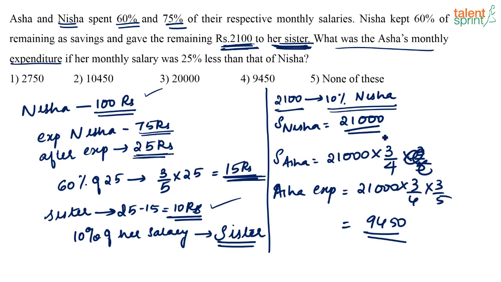Now I have to find out what is salary of Asha. It is given here that Asha earns 75% as what Nisha does. That is nothing but 21,000 into 3 by 4. You need not find out the value here, because finally you have to find out what is Asha's monthly expenditure. So out of this salary that Asha gets, she is spending 60% of the salary. So just find out the value, you get the answer as 9450.